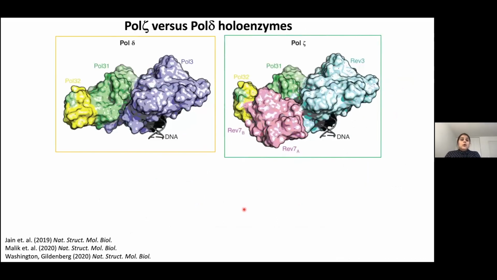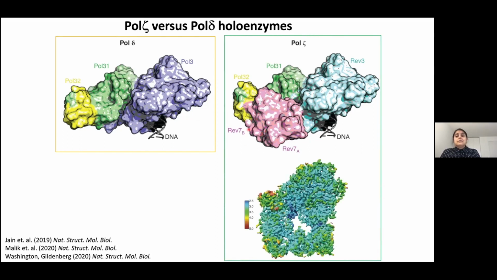So we wanted to compare the Pol Z with the Pol delta holoenzyme because both of them are from the same family, the B family of polymerases, and also they share Pol31 and Pol32 as their accessory subunits. As Rinku mentioned earlier, Pol31 and Pol32 are quite flexible in the Pol delta holoenzyme. That's not the case in Pol Z. It is actually relatively rigid, probably because of its interaction with Rev7s.